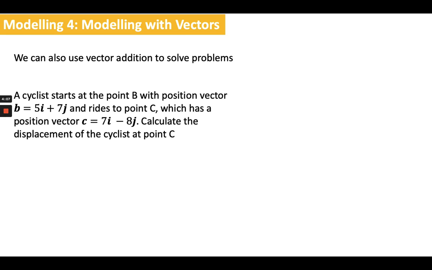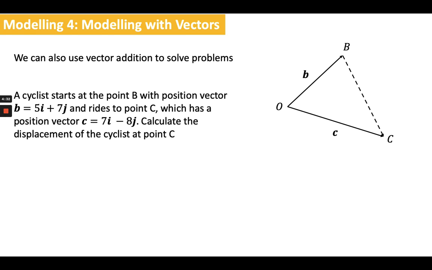A cyclist starts at the point B with the position vector B equals 5i plus 7j. So that is my vector B. So starts there and rides to the point C, which has this position vector C, which is 7i minus 8j. So my path that my cyclist rides along is B to C here. Okay, so I want to calculate the displacement of the cyclist at point C.